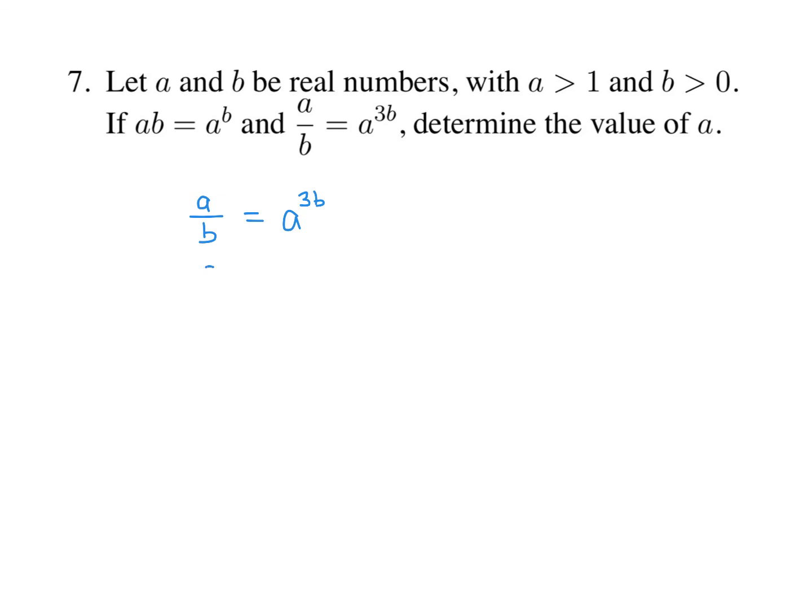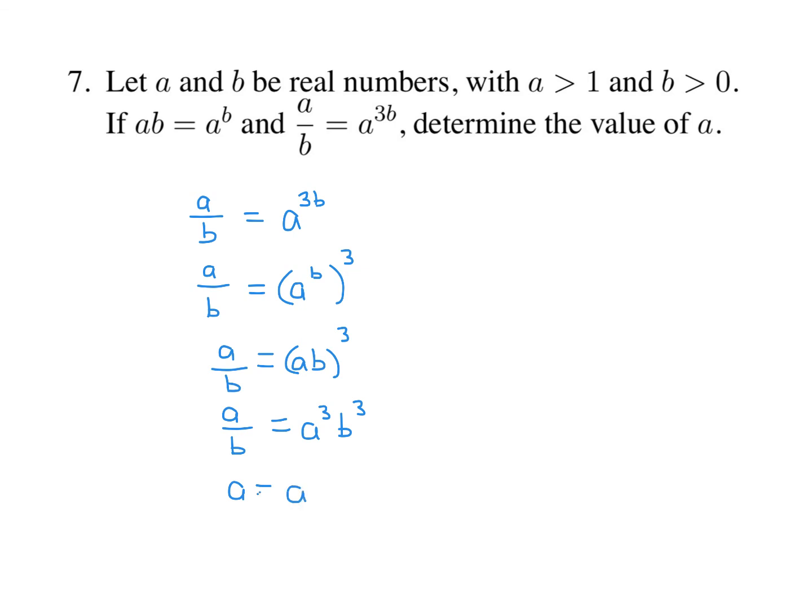Let's manipulate this a little bit. a over b, therefore, is a to the power of b, to the power of 3. That's perfectly allowable by exponent law. And a to the power of b is ab. So instead of a to the power of b, I will substitute ab. Expanding this, we have a to the power of 3, b to the power of 3. Bring the b upstairs, and that would be a to the power of 3, b to the power of 4. Divide everything by a, and this becomes 1 equals a squared b to the power of 4.